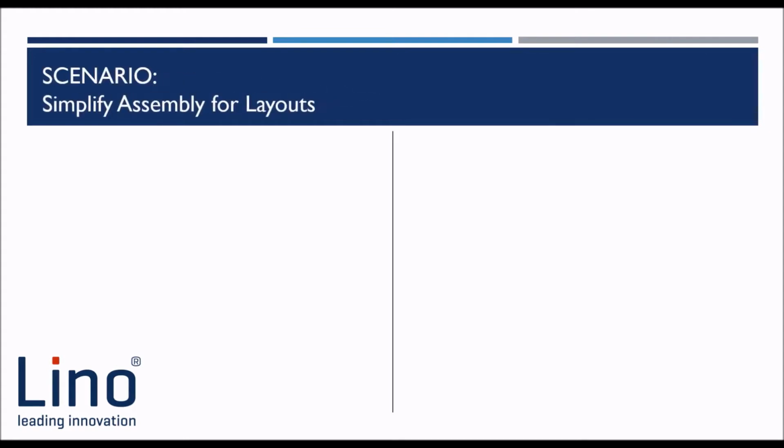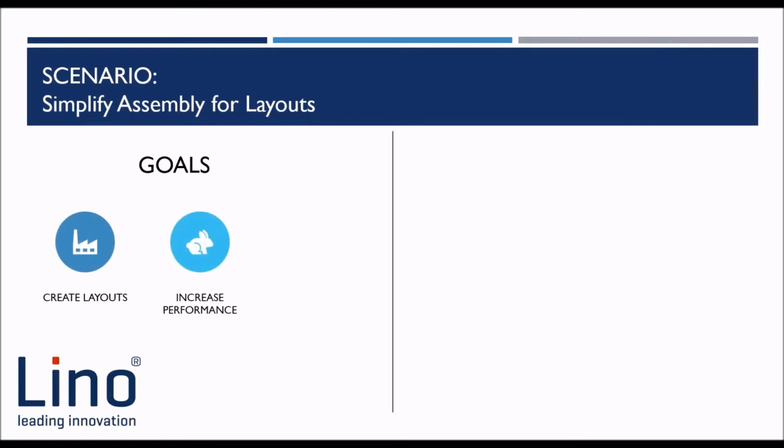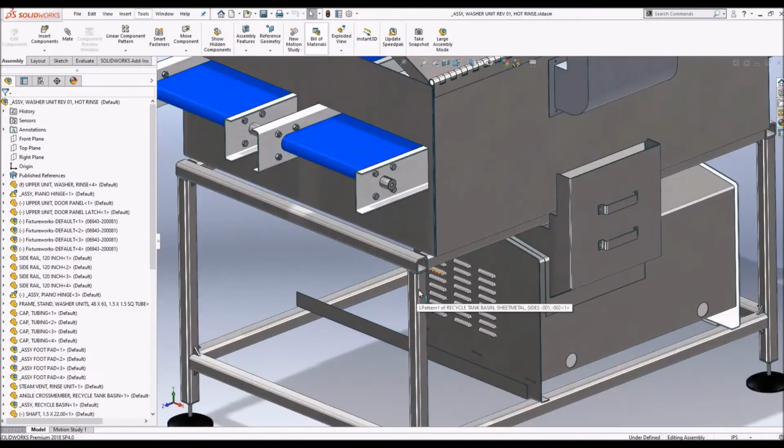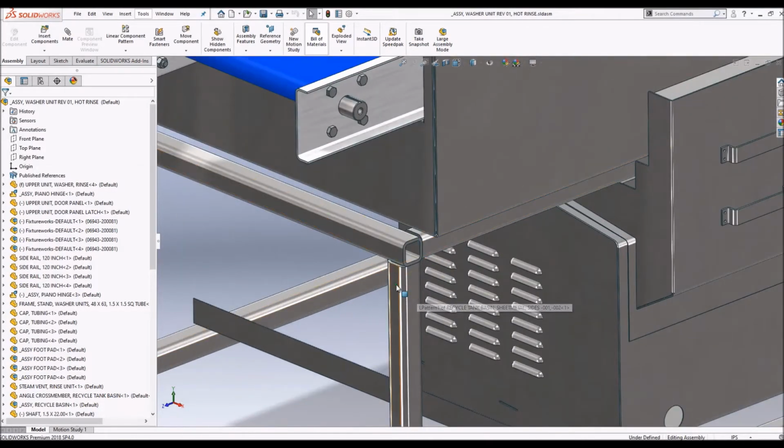In this scenario, we simplify an assembly to reuse it for creating layouts. Our goal is to increase performance and to replace the detailed model with a simplified model. Therefore, we remove unnecessary components and features. The output file is now only one assembly file with virtual components. This allows us to exchange the model without losing mates.